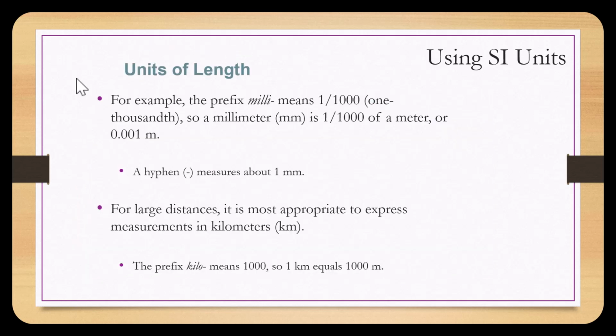When a prefix milli is put in front of a unit of measurement, such as meter, because milli was 10 to the negative third, it divides the meter into 1,000. So millimeter is a meter divided 1,000 times, which would arrive at 0.001 meters. A hyphen measures about 1 millimeter. For large distances, it is most appropriate to express measurements in kilometers, denoted as km. The prefix kilo means 1,000, so 1 kilometer equals 1,000 meters.